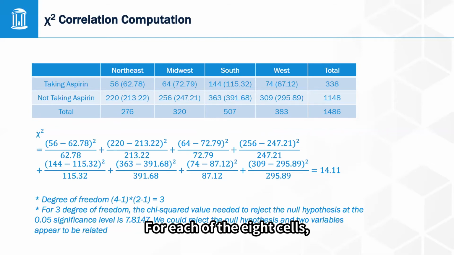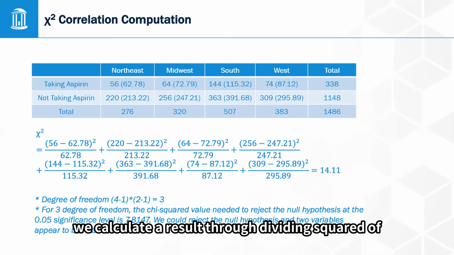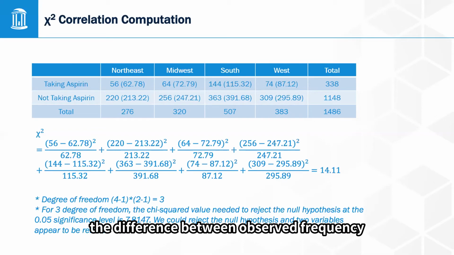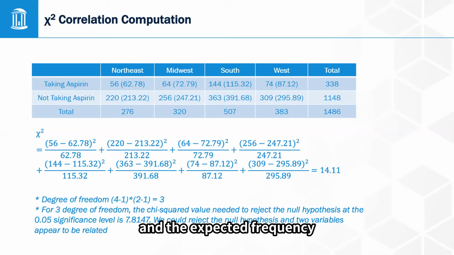by the total number of observations, 1,486. For each of the 8 cells, we calculate a result through dividing the square of the difference between the observed frequency and the expected frequency by the expected frequency. We add all of these results to get a final chi-square value.